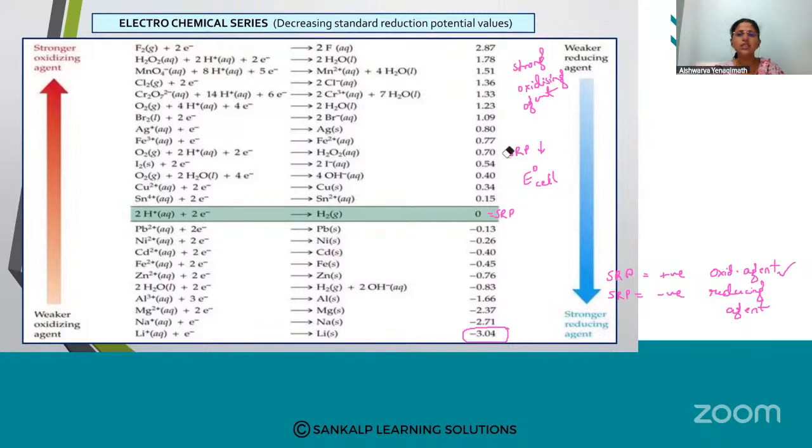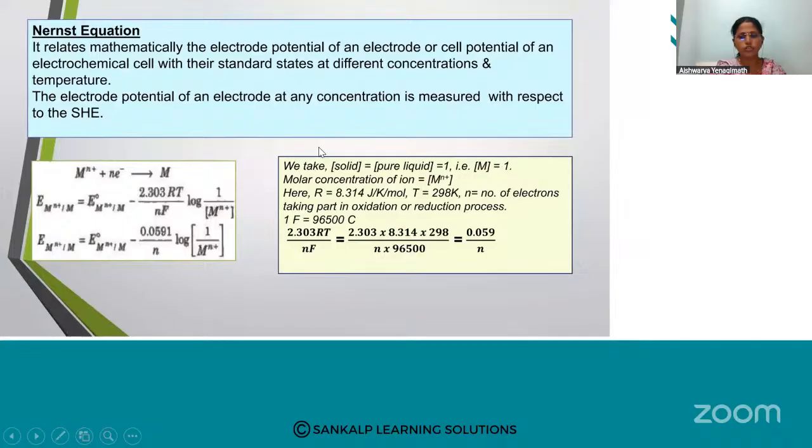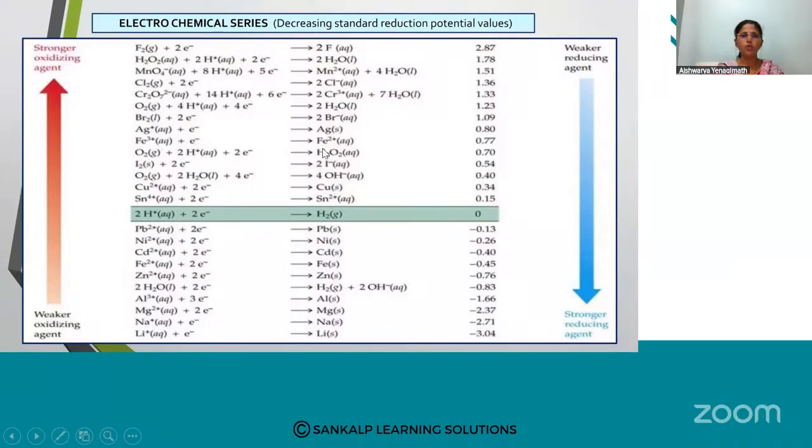So this is about the electrochemical series. It gives you decreasing standard reduction potential values. On the other side it is written like this. You can see as you move at the top, oxidizing nature is more. At the bottom, reducing nature is more. So this is all about the electrochemical series.